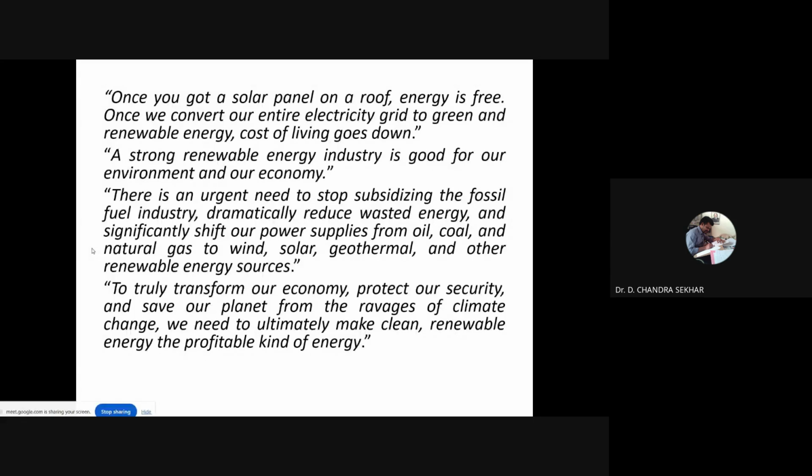To truly transform our economy, because we can say it depends on how much electricity you are consuming, how much power is consumed by one industry, or by one household, or how much electricity is used by our house meters or industry, that we can say whether we are developed or developing. So to truly transform our economy, protect our security, and save our planet from the ravages of climate change, we need to ultimately make clean and renewable energy a profitable kind of energy.